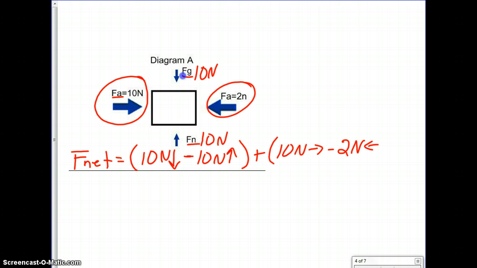But we're not finished. We first need to see if this object is going to accelerate in one direction or the other. Common sense tells you if one guy's pushing very hard and the other one's pushing with less force, the guy that's pushing the hardest gets the object going in his direction. So the direction of the motion is going to be like this.